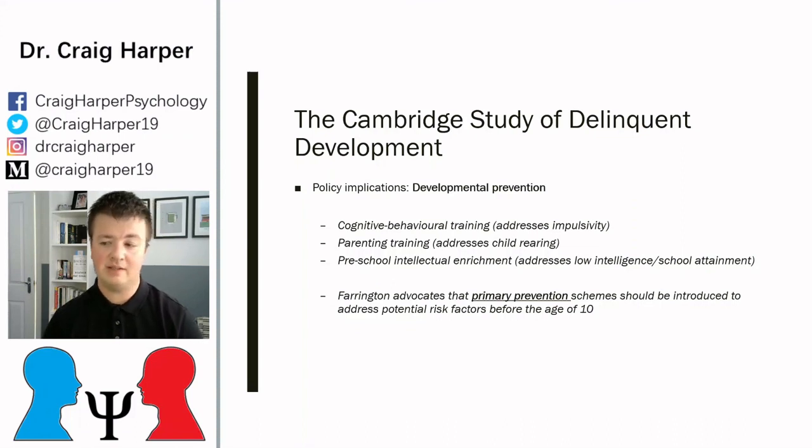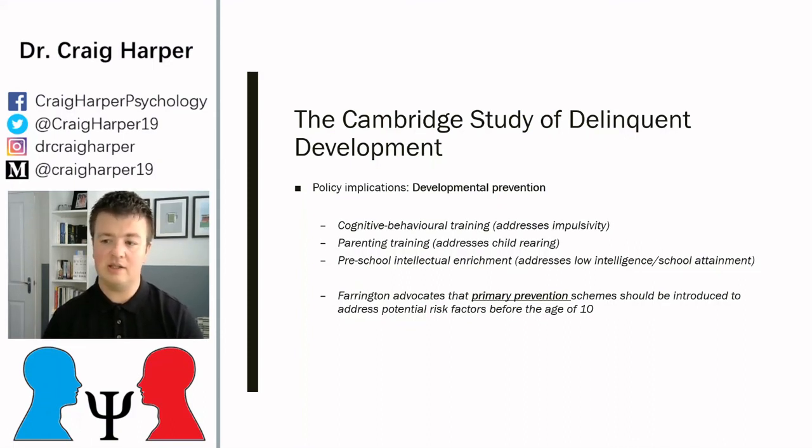Now, Farrington advocates that this is a primary prevention, and what that means is that it's targeted at the entire population. So what they're not doing is saying this group of children are at risk of becoming delinquent, so therefore we will pour all of our money and all of our attention onto those children. What they're doing is rolling out these initiatives across the board to everybody, because even if people don't have risk factors, these kinds of things are likely to improve their lives, improve their prospects further down the line.